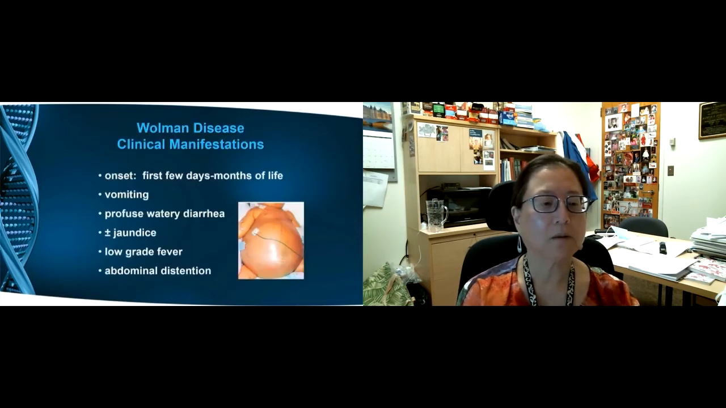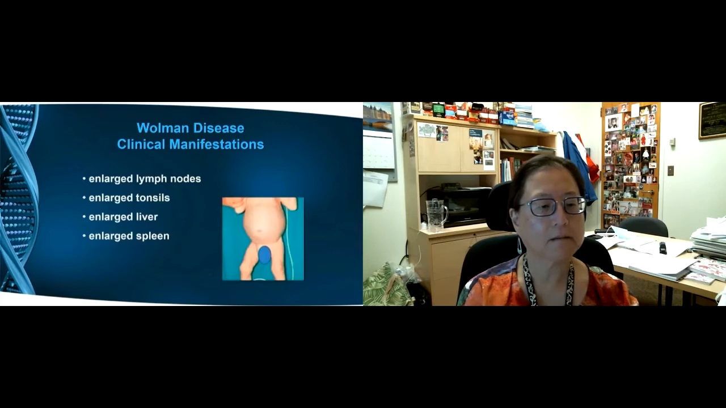So just to go back a bit, Wolman disease, in terms of the clinical manifestations, the onset usually is within the first few days to months of life. These patients usually present with vomiting and profuse watery diarrhea. They may or may not be jaundiced, and they usually have abdominal distension, typically as shown here in the next slide. Patients with Wolman disease will often have enlarged lymph nodes, enlarged tonsils, an enlarged liver, and a big spleen.